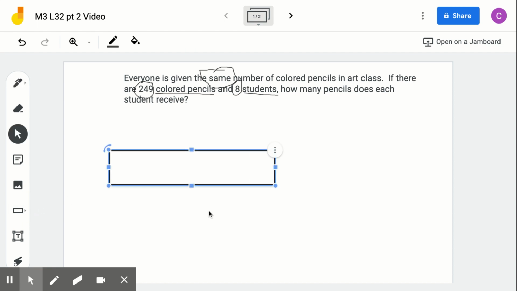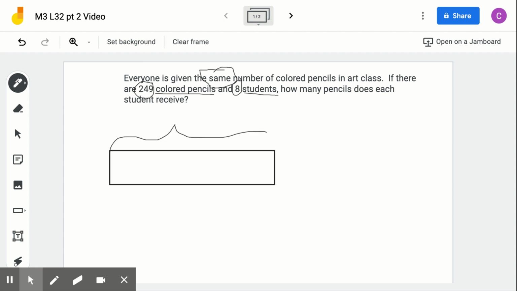Here is my tape. And we know that this tape diagram is filled up with a number of colored pencils. And the number of colored pencils we have is 249. Okay. And I'm splitting these 249 pencils up into 8 groups, and those groups represent the number of students. So I can draw those.